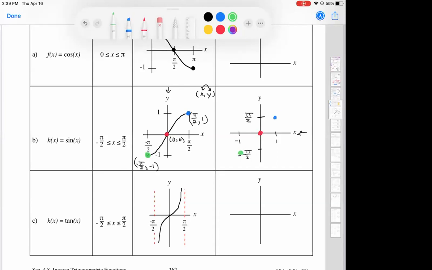Okay, now remember, your inverse function is symmetric along the line y equals x, right? So our new graph will look like this. That is the inverse of sine of x.